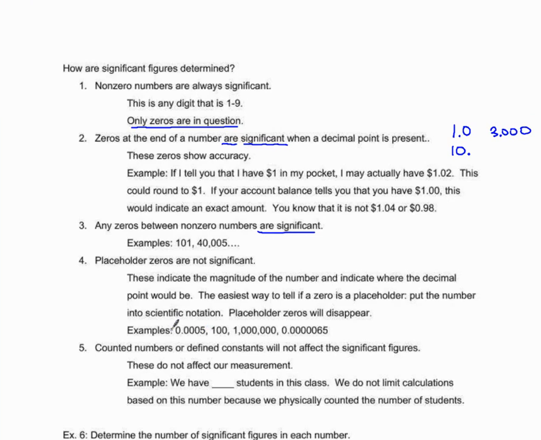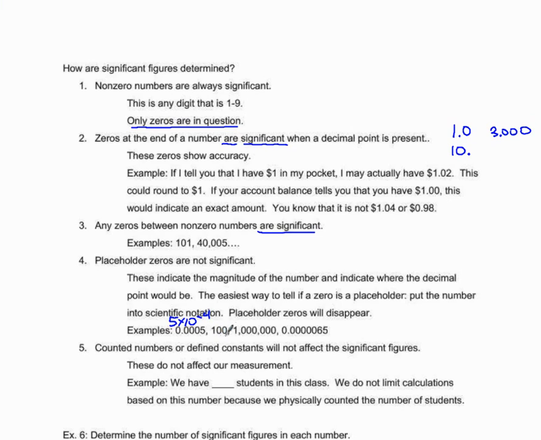0.0005. These are all placeholder zeros. These are not showing accuracy. These are just showing me where the decimal is. If I put that one in scientific notation, it would be 5 times 10 to the negative 4. And they disappear.